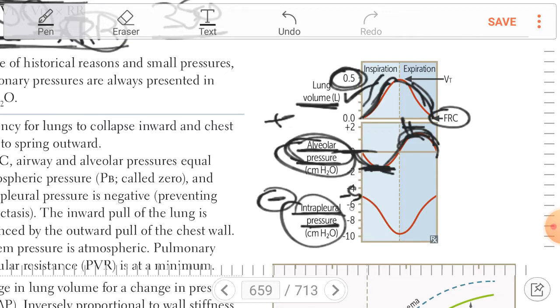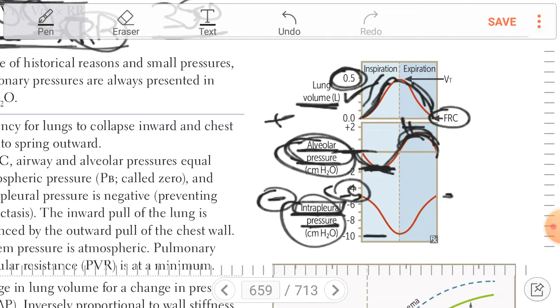So it's negative 5 at the start, at the end of inspiration negative 10, then at the end of expiration it returns to negative 5. So it's always negative. Why? The negativity of intrapleural pressure, between the chest wall and the lung, will make a balance between the movement of both of them, chest wall and lung.